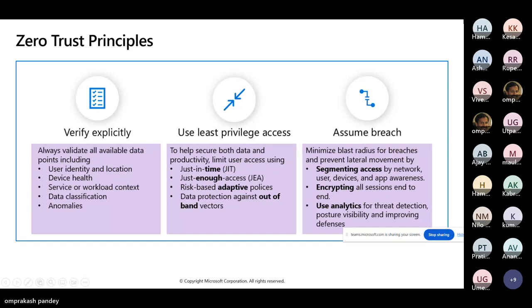Okay. So this is how we can use the zero trust principles. That is, assume breach, verify explicitly, and have least privilege access. Least privilege access, in other words, means I should give bare minimum rights to the users or the group, which will help them perform their day-to-day activities. That's it. Don't give them additional privileges. Don't give them additional permissions.